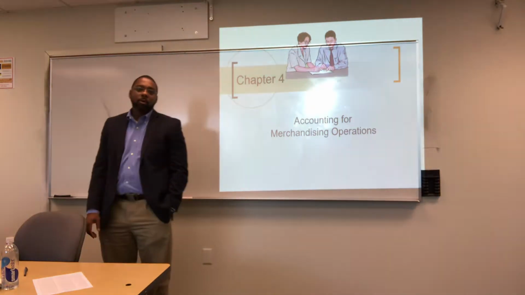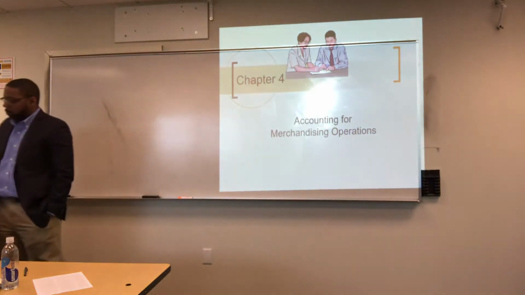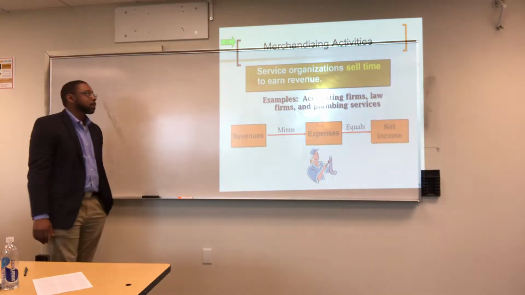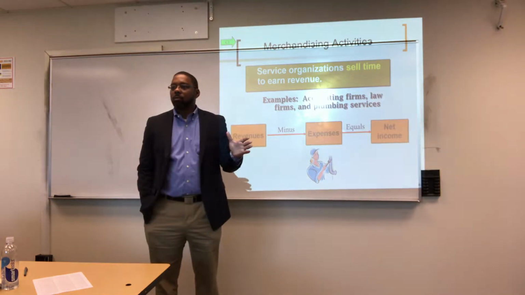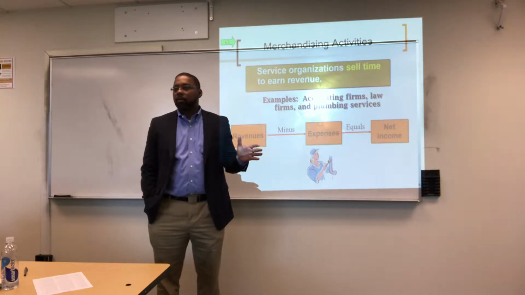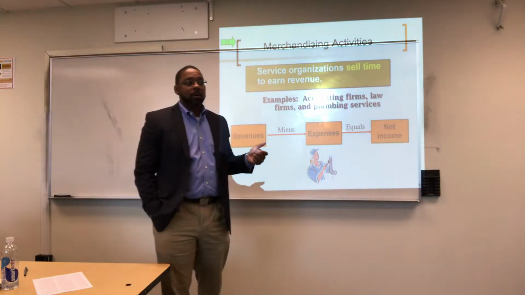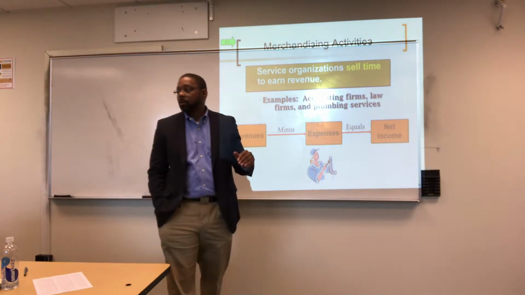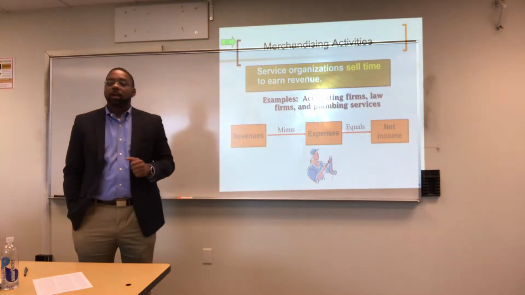All right. So we're doing chapter 4, which is accounting for merchandising operations. So right now, at the end of chapter 3, we changed up how we did the balance sheet. It told you that the balance sheet will be classified, and we're going to organize it in liquidity, right? Current assets go first, long-term assets go second. Current liabilities go first, long-term liabilities go second.